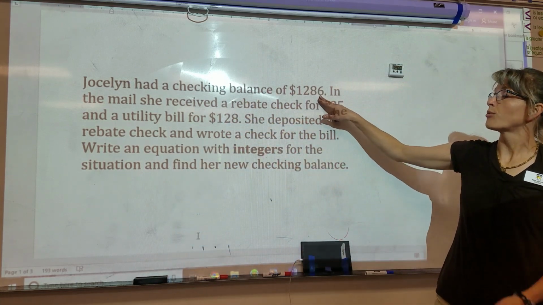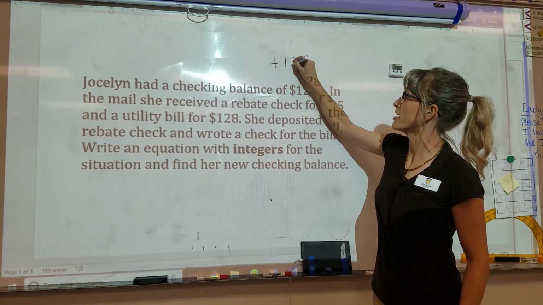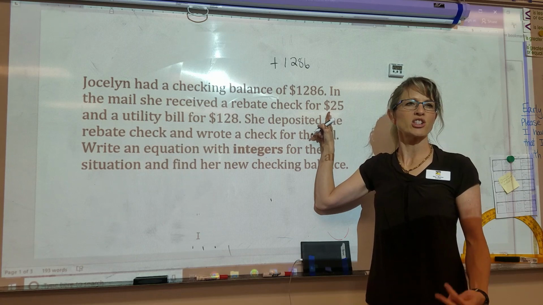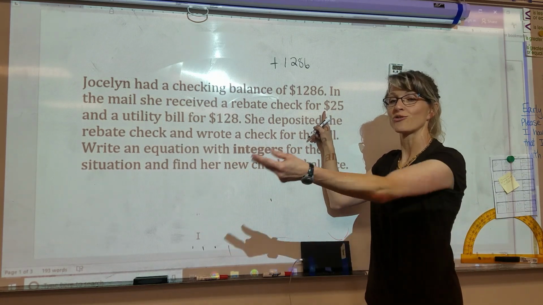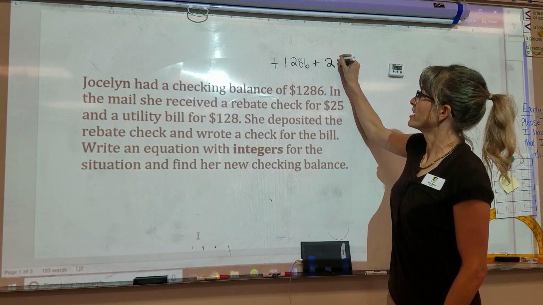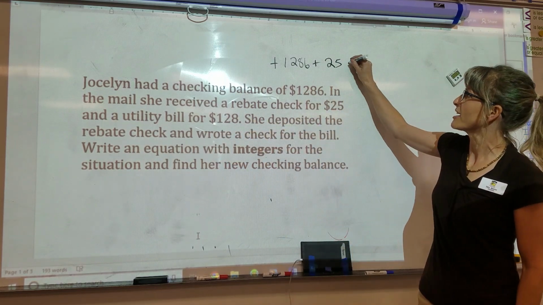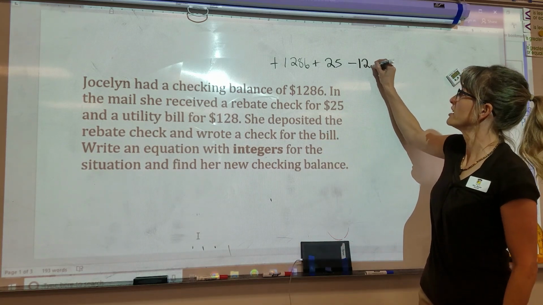Jocelyn had a checking balance of 1,286. So if it's a positive balance, that's what's in my bank account. Then I get a rebate check. A rebate check is when the company says, hey, here's some money back for you. Here, you can have it. So they gave you more money. And then you realize, oh, I have a bill to pay for 128. That means you're going to give them money, so you lost money, 128.